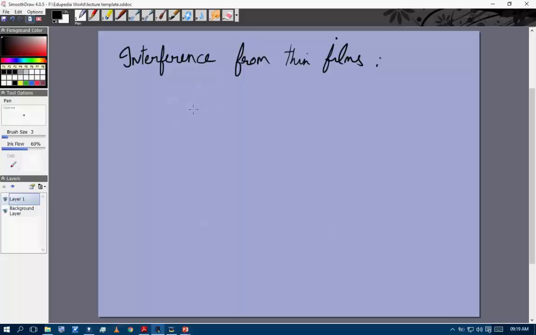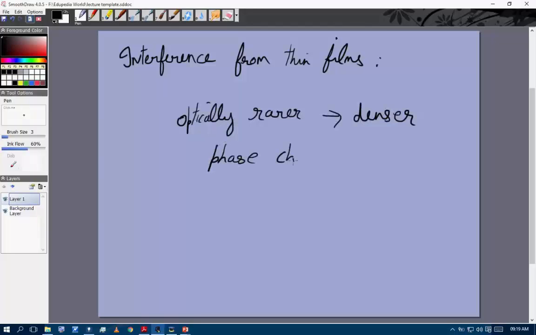What happens is, if light goes from an optically rarer medium to an optically denser medium, in that case there is a phase change of pi. That means it is inverted. Not true if light goes from a denser to a rarer medium.